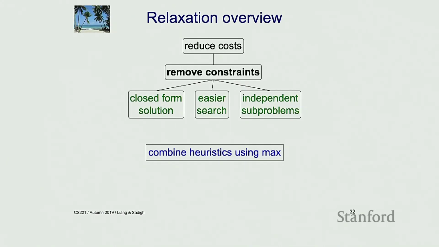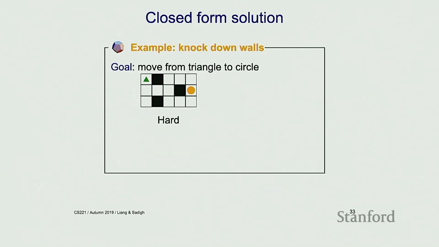So we want to remove constraints. And when we remove constraints, the cool thing that happens is sometimes we have closed form solutions, sometimes we just have easier search problems that we can solve, and sometimes we have independent subproblems and we can find the solutions to them, and that gives us a good heuristic. So that is my goal, right? I would want to find these heuristics. So let me just go through a couple of examples for that.